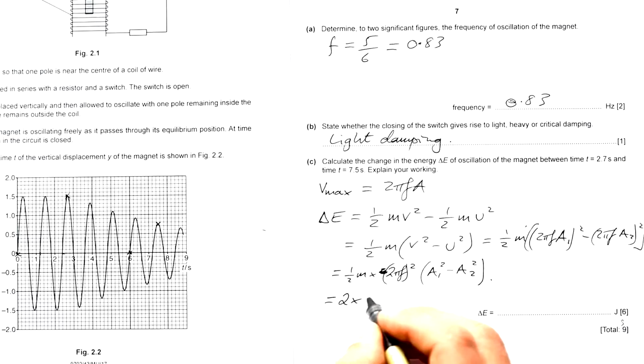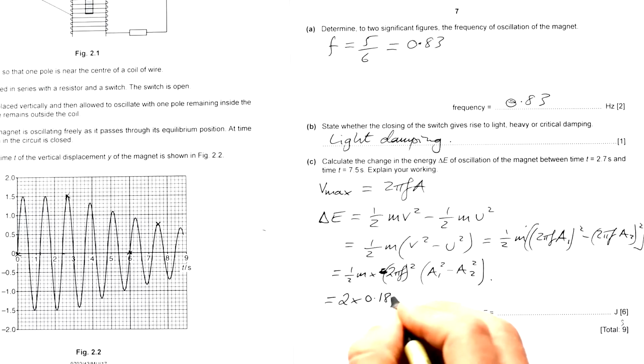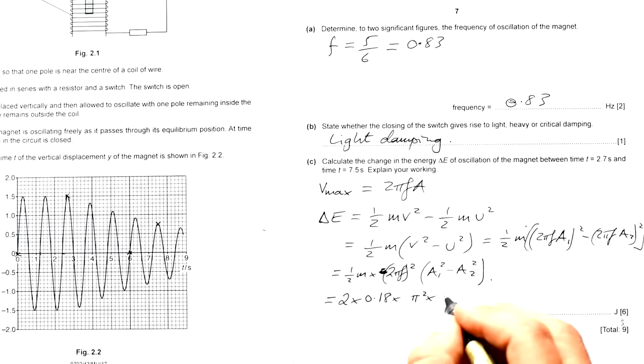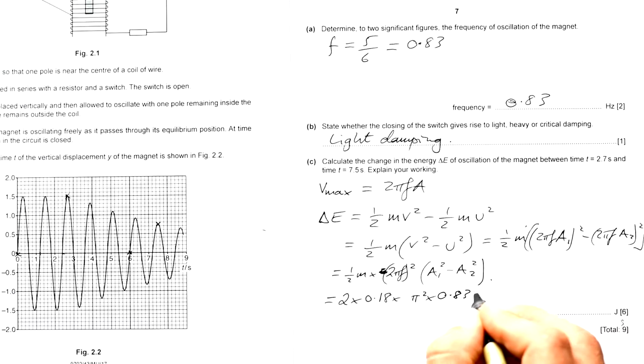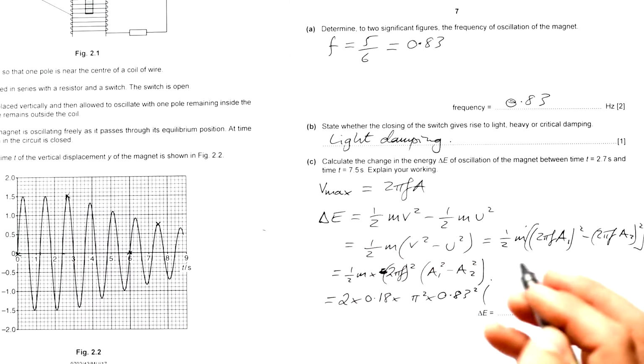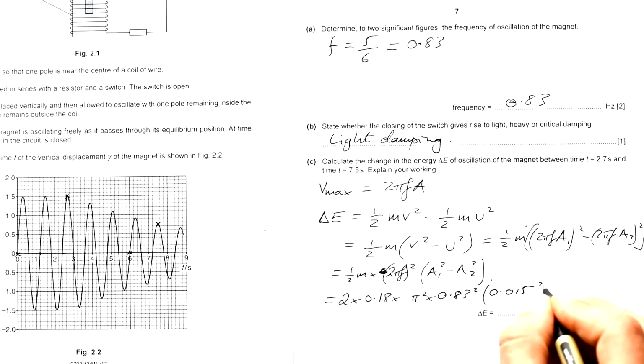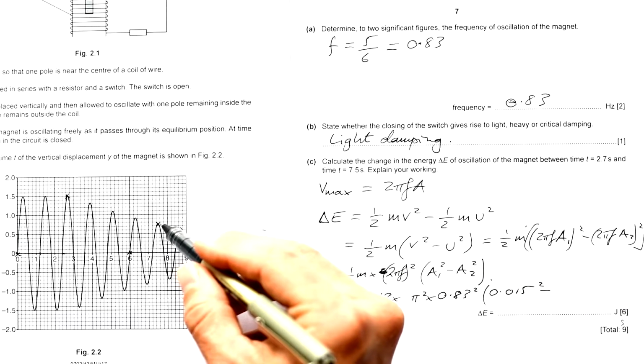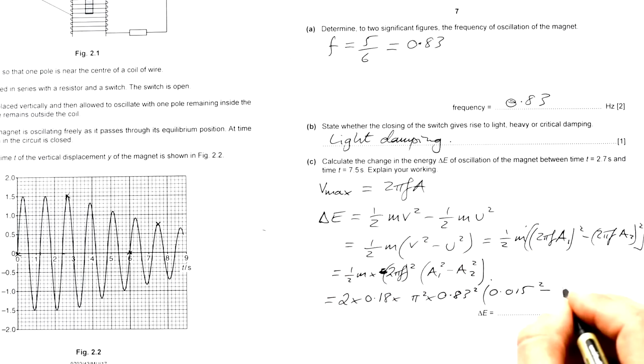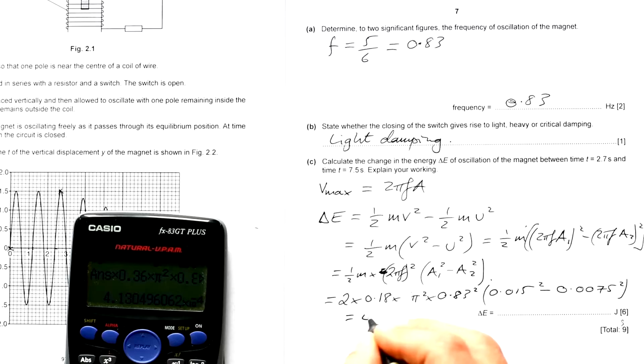So that's 2 times the mass, 0.18 needs to be in kilograms, times pi squared, times the frequency, 0.83 squared, and then we need our 2 amplitudes. Again, it needs to be in meters, so 0.015 squared, take away, I can see that that is 0.075. That gives me 4.1 times 10 to the minus 4 joules.